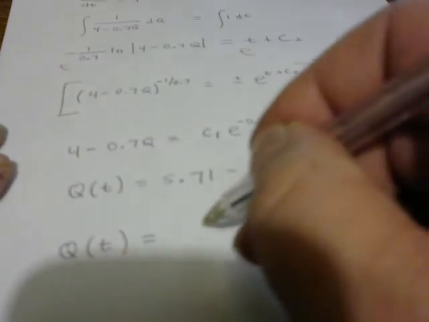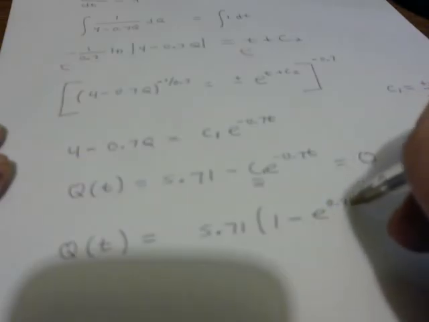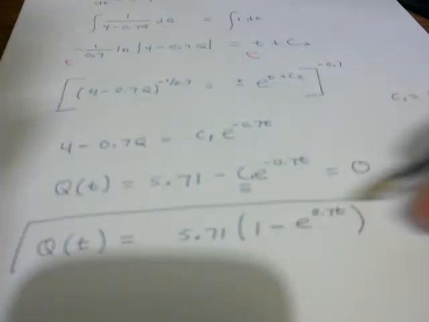And that gives us what we need for our particular solution, which is, well, we can actually factor out 5.71. And that is our particular solution.